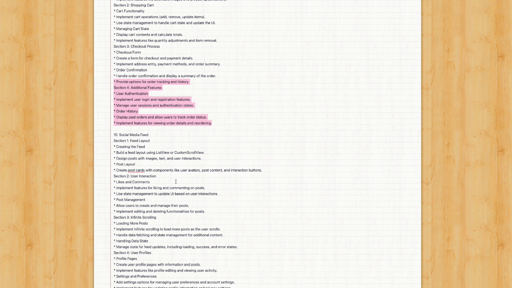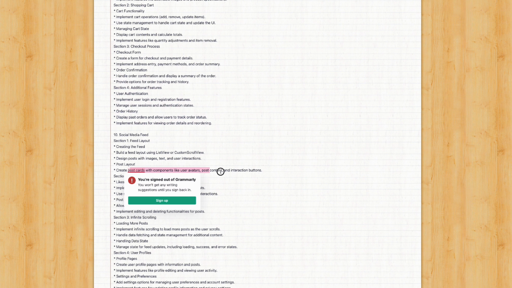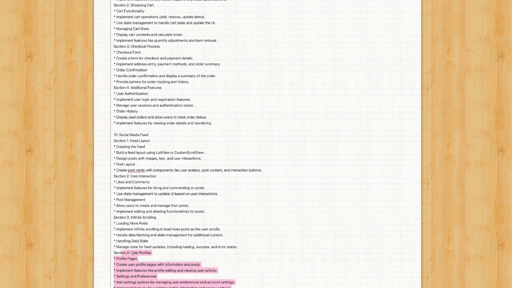And the last app is a social media feed. We'll be building a social media feed, and we'll be creating a feed. We build layouts using ListView. We're going to create post cards, avatar, post content and stuff. Then user interactions, likes, comments, post management, stuff like that. And you see, infinite scrolling, because we have done it before, it makes sense to put it here to test your knowledge again. You're going to be handling data states, user profile, settings and preferences, stuff like that. We'll bring all the knowledge that we've learned and bring it right here.